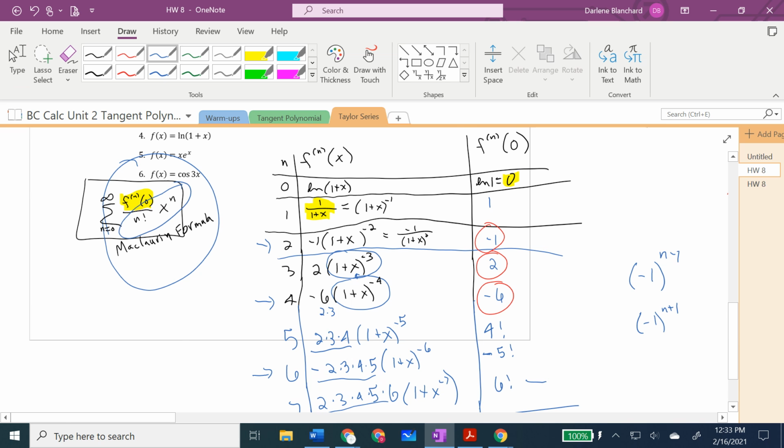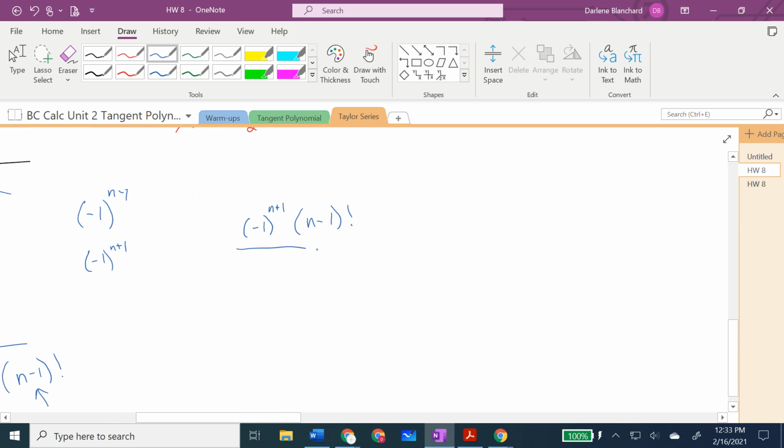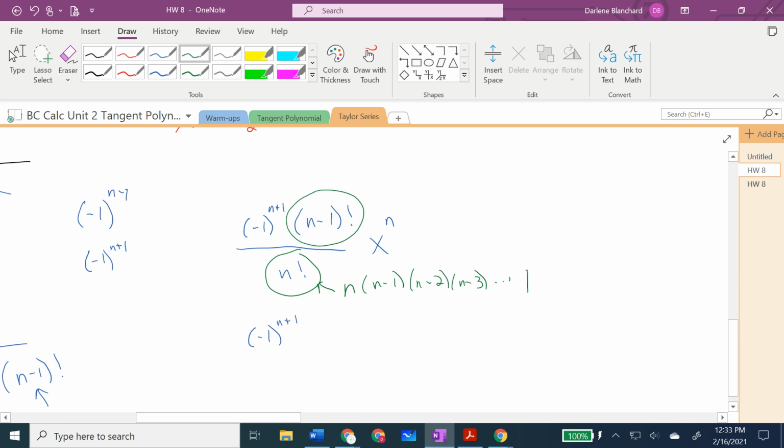Then I'm just going to bring this in and simplify. And do you see what's going to happen with these two? This is very important. N factorial means n times n minus 1 times n minus 2 times n minus 3 until we reach 1. N minus 1 down to reaching 1 is n minus 1 factorial.